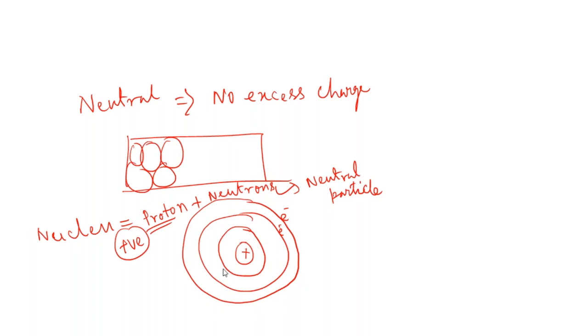Protons are positively charged particles, and neutrons are neutral particles, so they don't have any charge. Then how does an atom become neutral? An atom will be neutral only when the positive charge in the nucleus and the magnitude of the electronic charge in the outer orbits are the same. Suppose there are 10 electrons, that is negative charge. Then you have to have 10 positive charges, or protons, in the nucleus. Then this atom will be neutral.